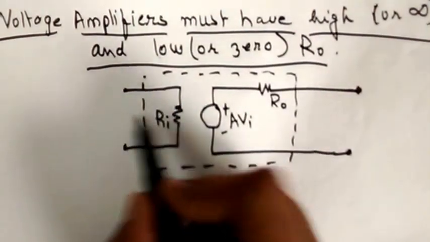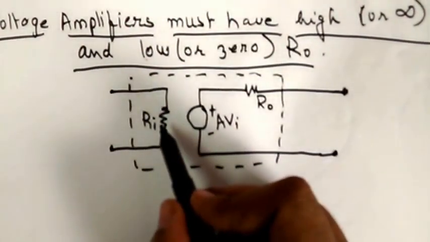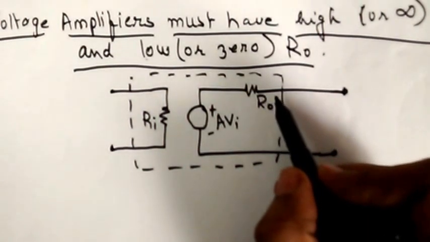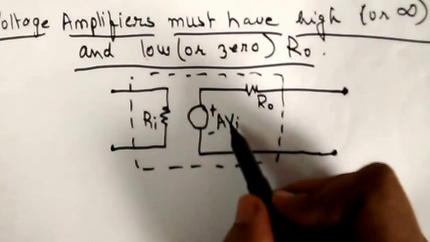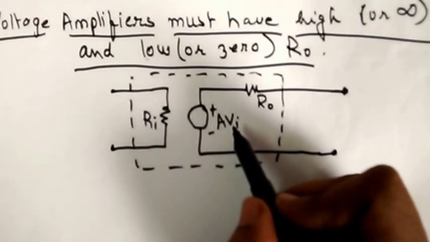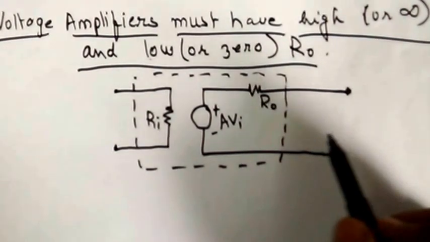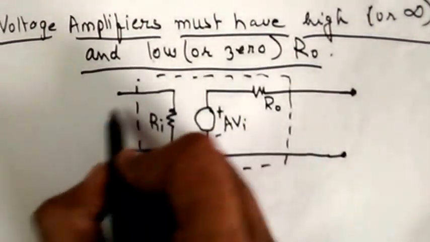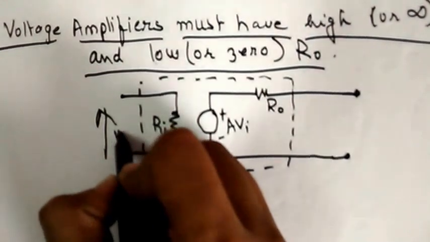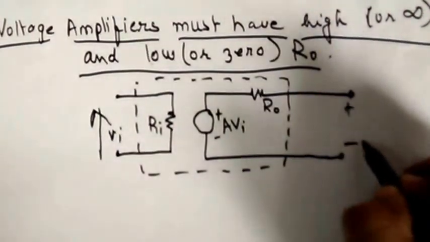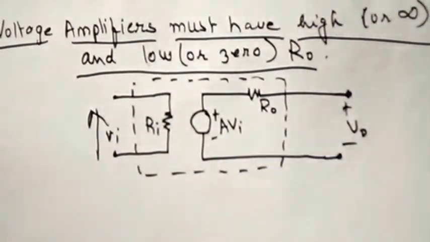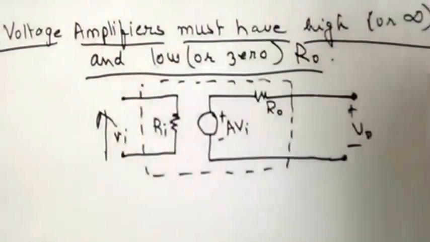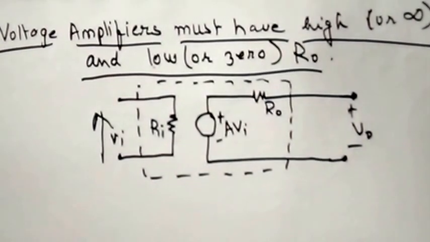This is the input port, this is the output port, this is the input resistance Ri, this is the output resistance Ro. This is a voltage dependent voltage source which produces a voltage A into Vi, where Vi is this voltage and V0 is the output voltage. So A into Vi is produced here, and A is the gain of the voltage amplifier.